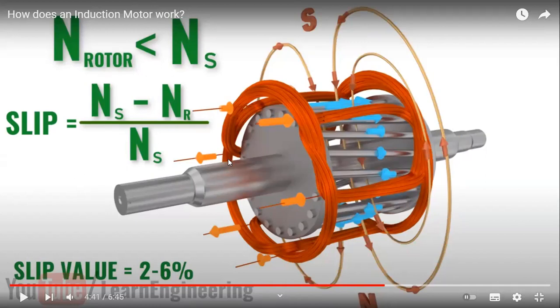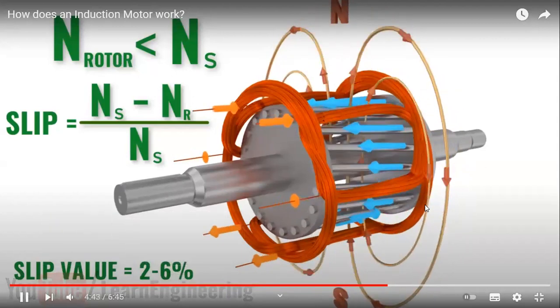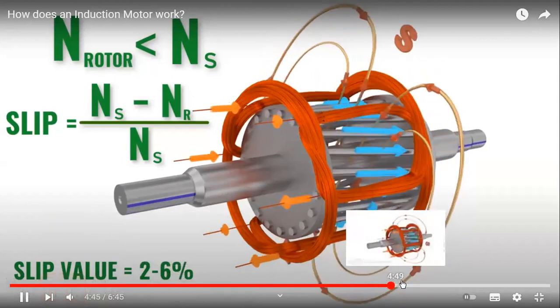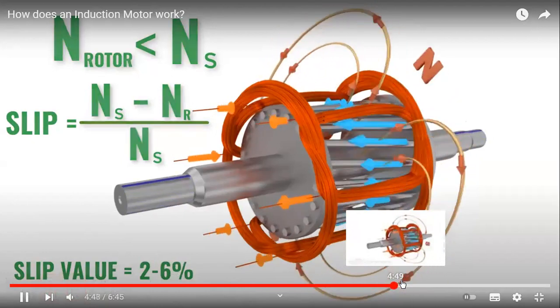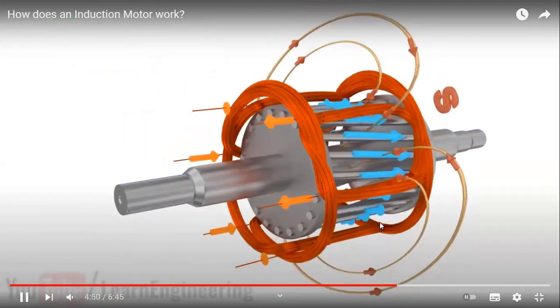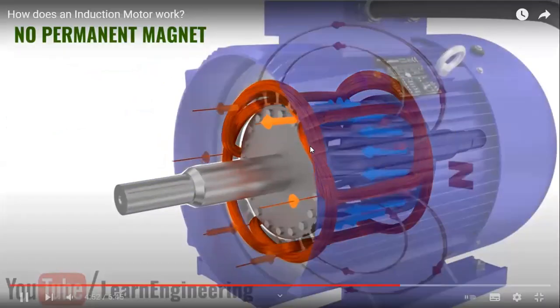Then the interviewer can ask you, if the rotor speed and synchronous speed are equal, then what is going to happen? Then your answer is that the motor cannot rotate, because the rotor circuit does not cut any electromagnetic field flux, so nothing can be produced. Okay, and the slip value is around 2 to 6%.